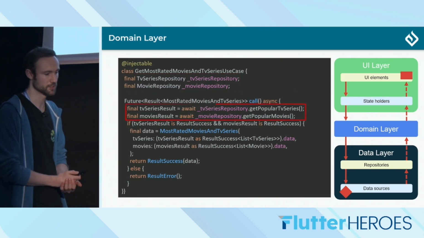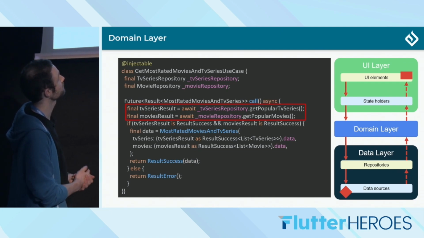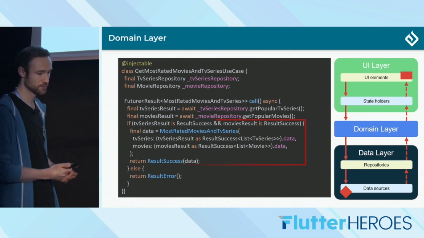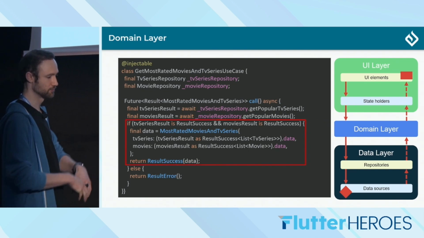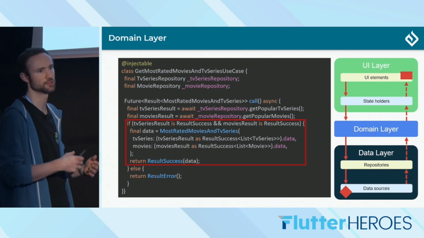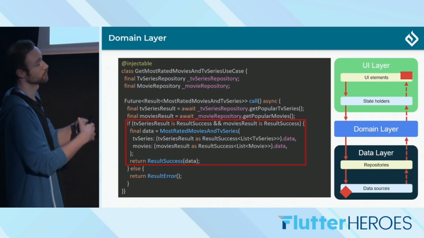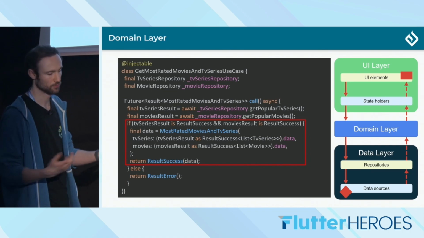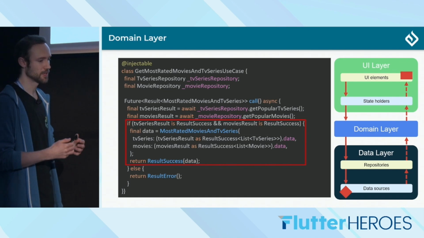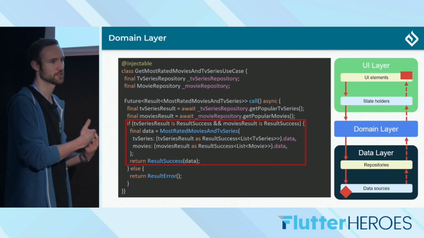And what are we doing then? Well, we are getting our data from both repositories. We are getting our list of TV series and our list of popular movies. And if both of them went fine, let's just assume, then we just wrap them in another data class, in this case MostRatedMoviesAndTVSeries, and just return these to whatever stakeholder needs or wants to have this. And this could actually now be an actual use case inside our UI.